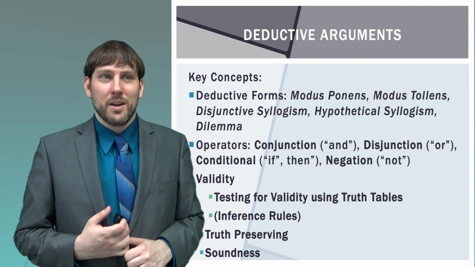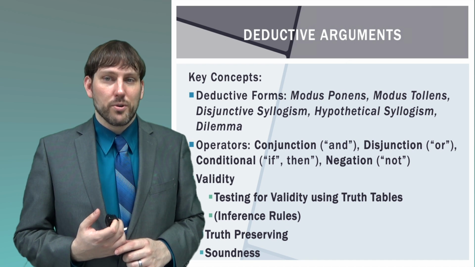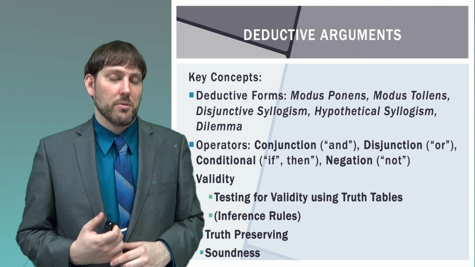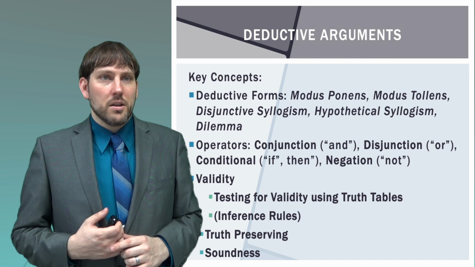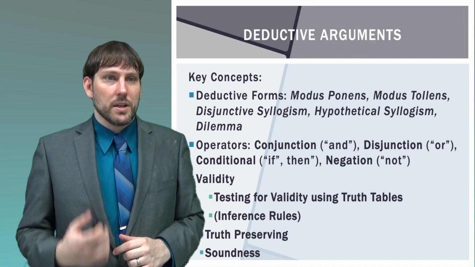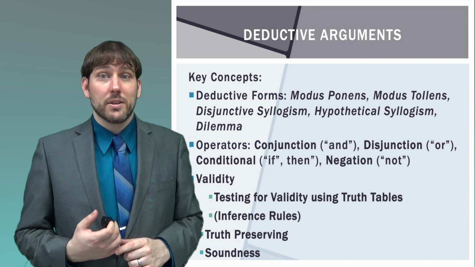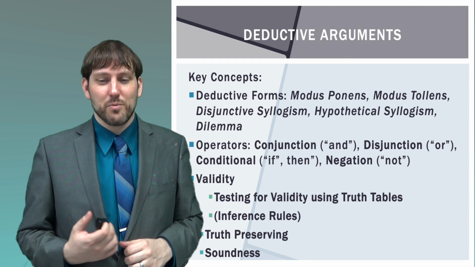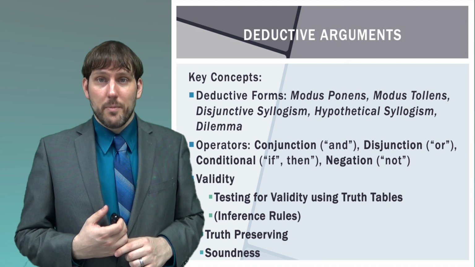Disjunctive syllogism: either Dr. K will order spaghetti or pizza. Dr. K will not order spaghetti, therefore Dr. K will order pizza. Hypothetical syllogism: if Dr. K gets a raise, then Dr. K is happy. If Dr. K is happy, then he greets you warmly. If Dr. K gets a raise, then Dr. K greets you warmly. And finally, dilemma.